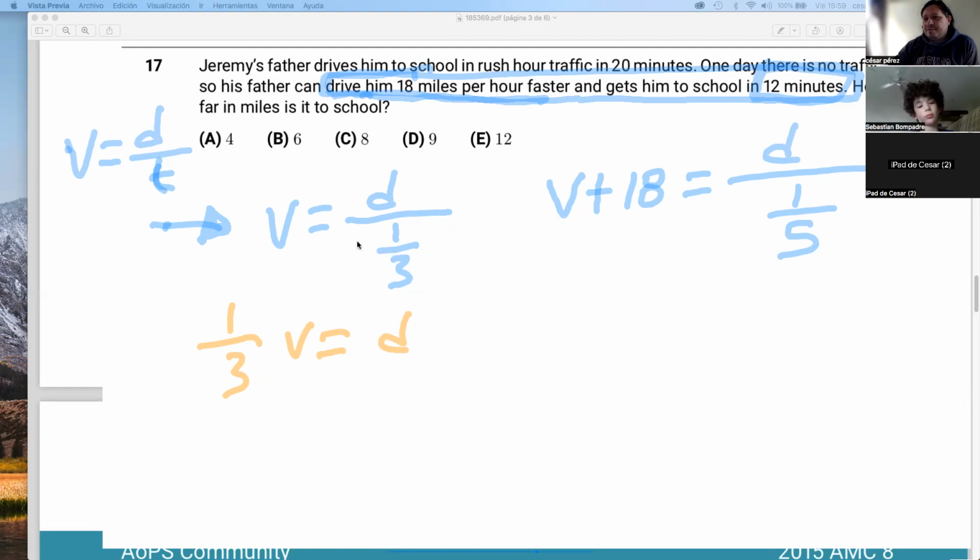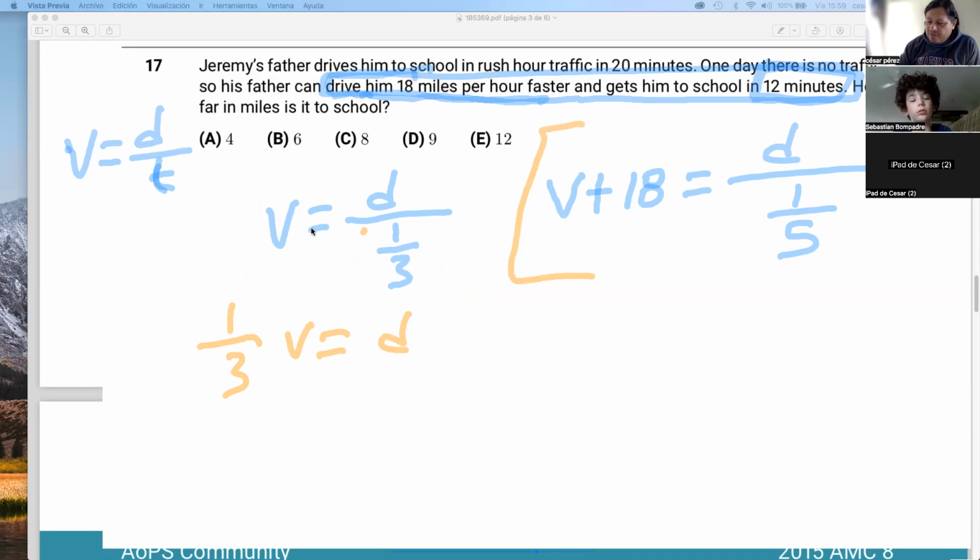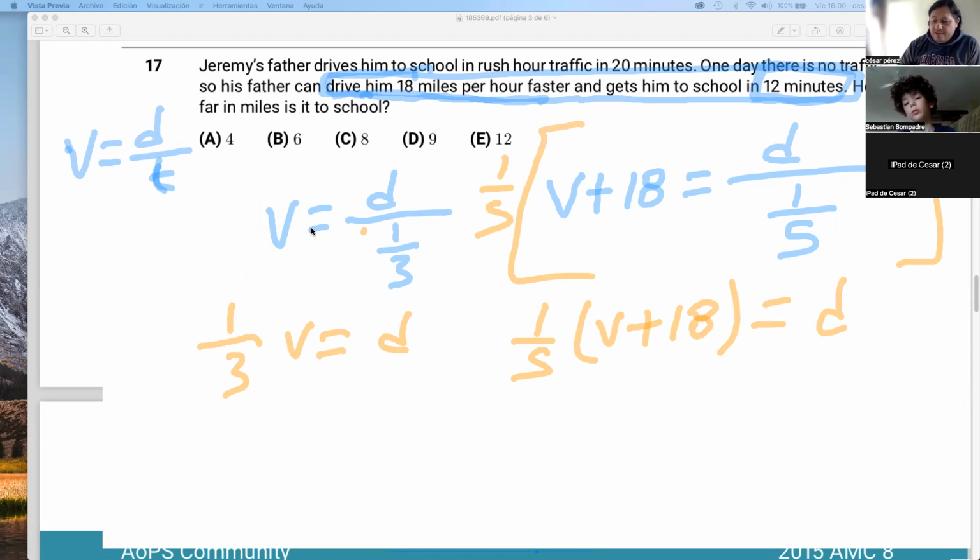¿Sí ves cómo despejamos aquí? We multiplied both sides by 1/3. Sí. Okay? Now, the other can be solved multiplying by 1/5. So we will get 1/5 of the velocity plus 18 equals distance. Okay? Do you understand this?